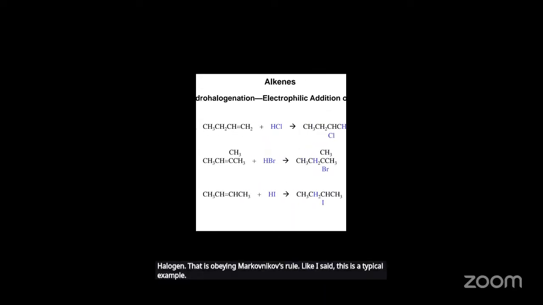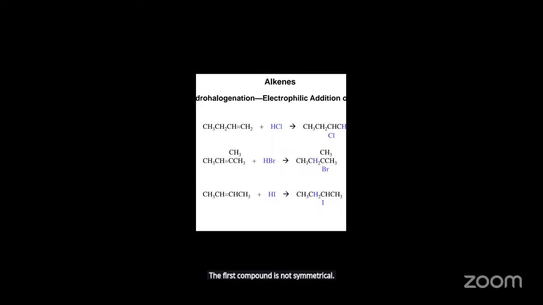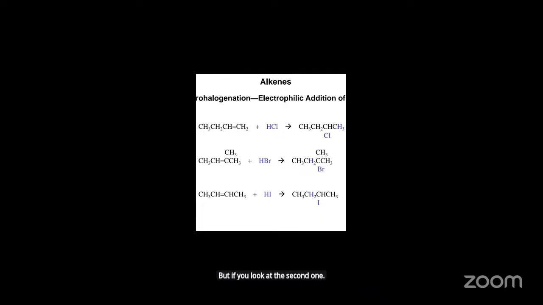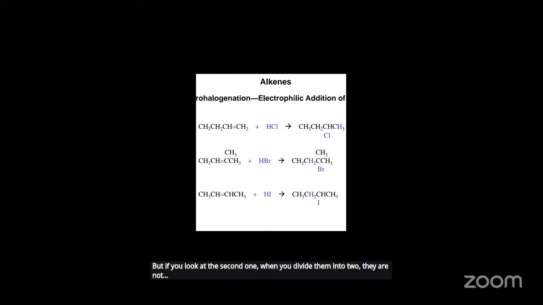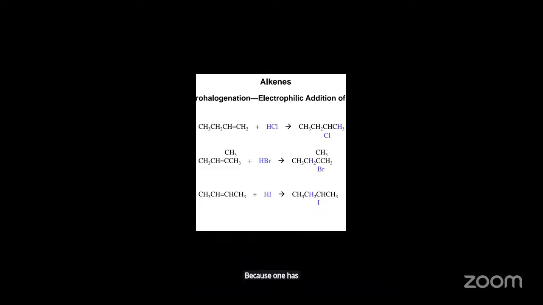The first compound is not symmetrical. Hence, Markovnikov's rule can play. You can see the carbon that has only 1 hydrogen was given the chlorine, while the terminal carbon was given the hydrogen in the product. But if you look at the second one, when you divide them into 2, they are still not symmetrical because one has methyl, the other one has hydrogen.